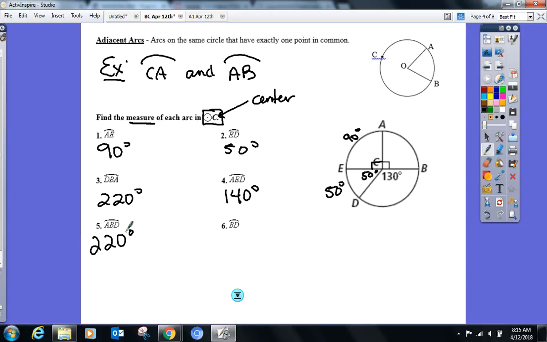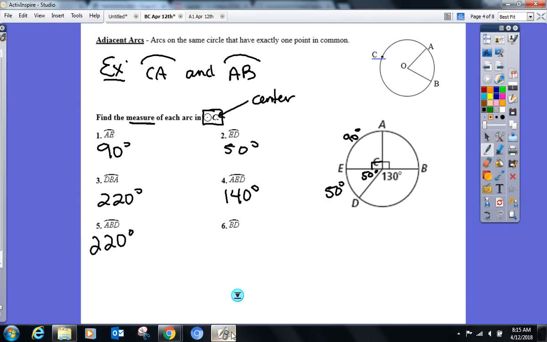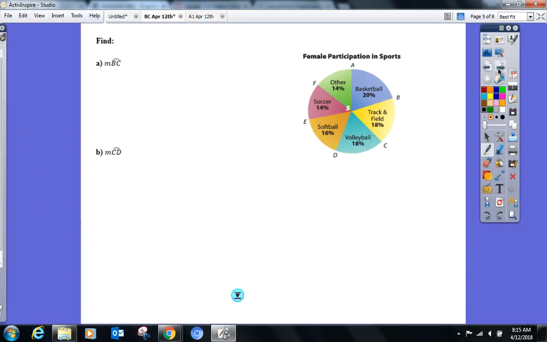And finally, arc BD. Let's finish this up strong. 130. Central angle is equal to its intercepted arc measure. All good? Oh, yeah, you guys remember the days in elementary school. How many of you made some pie graphs, huh? Some pie charts? Back in the day, yep, we went around, surveyed each other. What shows do you watch, or what's your favorite color? Nobody cared, but you did it anyway.